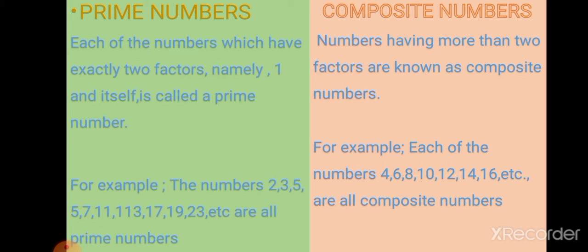Composite numbers are numbers having more than two different factors. For example, 4. See, the factors of 4 are 1, 2, 4. You get 3 factors, right? It is more than 2, so 4 is called a composite number. I'll tell you one note: 1 has only one factor, namely 1 itself, and 1 is neither prime nor composite.